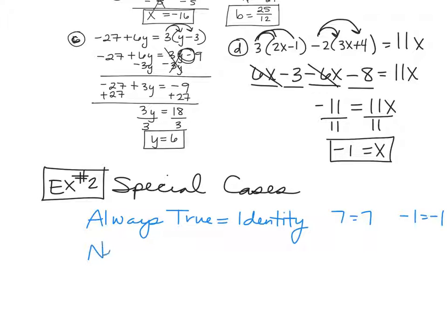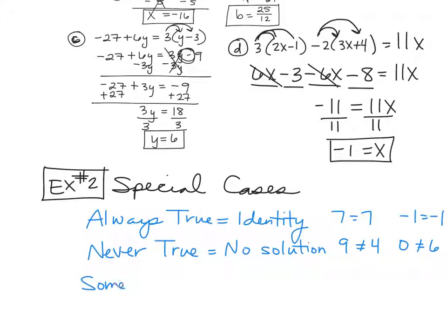Sometimes it will never be true. When it's never true, we say that is no solution. And that's when you have something like 9 equals 4 or 0 equals 6, right? Those are not actually equal. If they don't come out equal, you say no solution, okay?